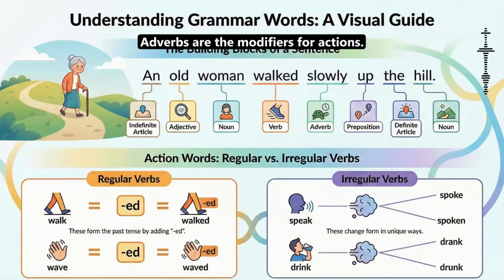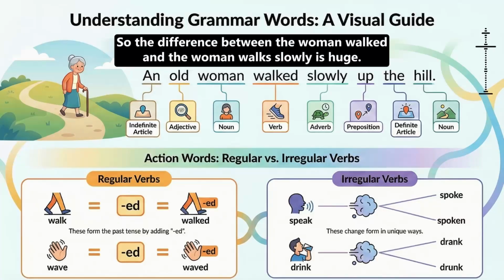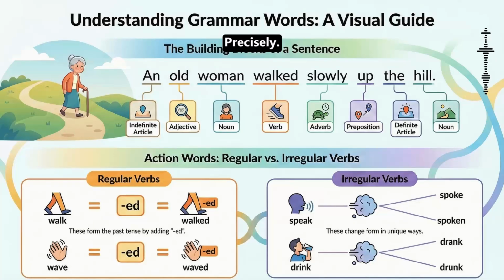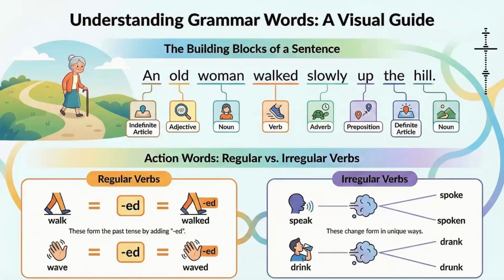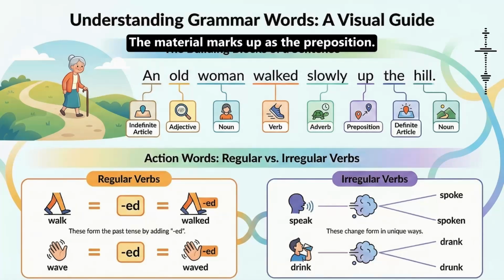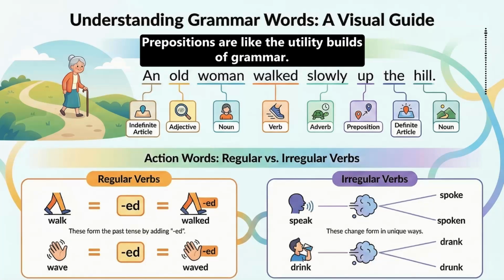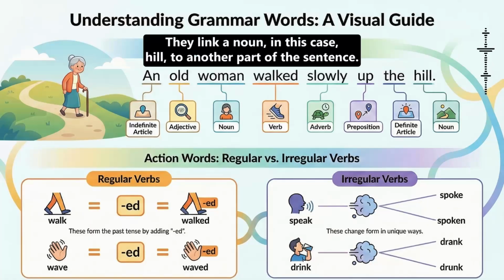Adverbs are the modifiers for actions. They describe the manner or the time or the place of the verb. I see. So the difference between the woman walked and the woman walked slowly is huge. It's the difference between a statement and a story. Precisely. That distinction, adjective for the noun, adverb for the verb, is so critical. Okay, so after the action, we move to the location. Up the hill. The material marks up as the preposition. Prepositions are like the utility belts of grammar. They're amazing. They tell us how things relate in space or time. They link a noun, in this case hill, to another part of the sentence.